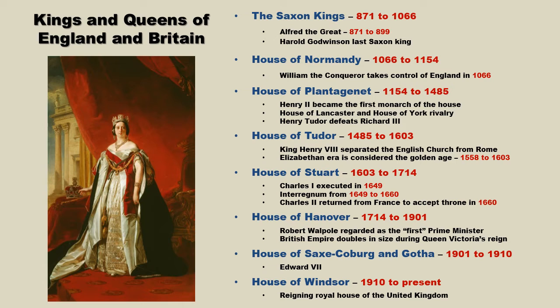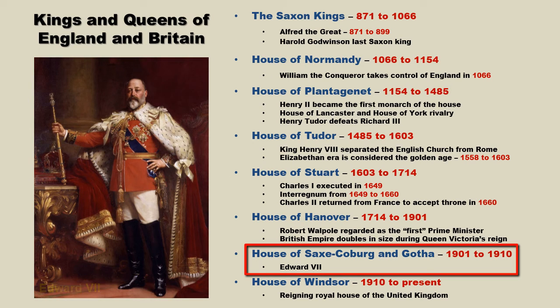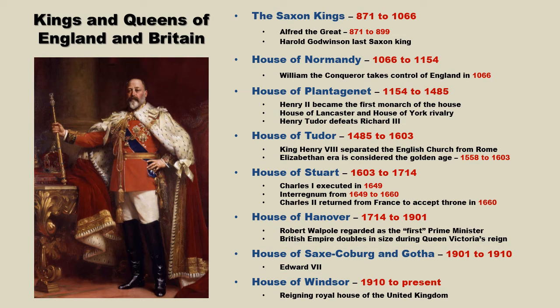During her reign, the United Kingdom experienced profound changes in terms of culture and industry. Her reign also saw a doubling in the size of the British Empire. After her death, Queen Victoria's oldest son Edward ascended to the throne. Edward VII inaugurated a new royal house, the House of Saxe-Coburg-Gotha. This was done because Edward's father descended from one of the royal lines in the modern region of Bavaria, Germany.